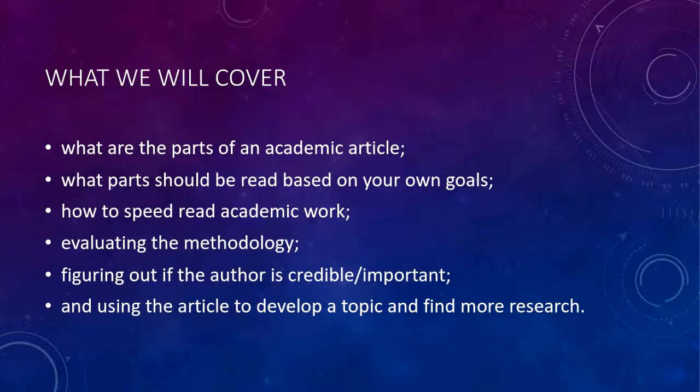Then figuring out if the author is credible, important. How do you do that? You often hear, I want you to use credible citations or credible references. What does that word credible mean? We're going to talk about that. And then using an article to develop your topic more. So if you have a topic for a research paper or for a dissertation, and you want to develop it more, you want to figure out if it's the right topic, if there are other people who are doing that topic, you want to actually know how to find more research using that topic.